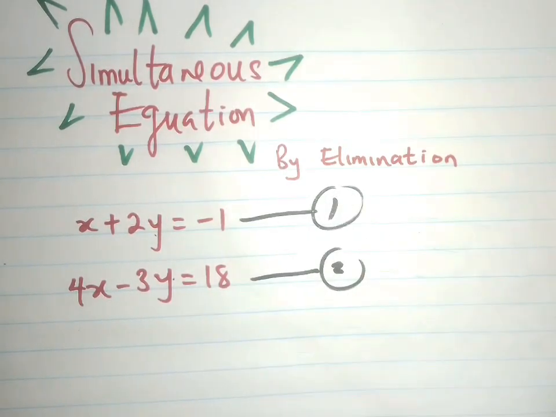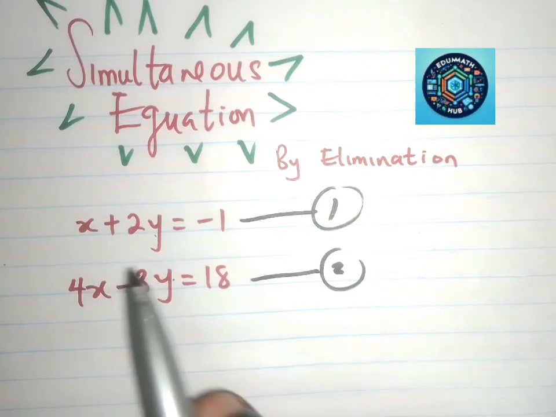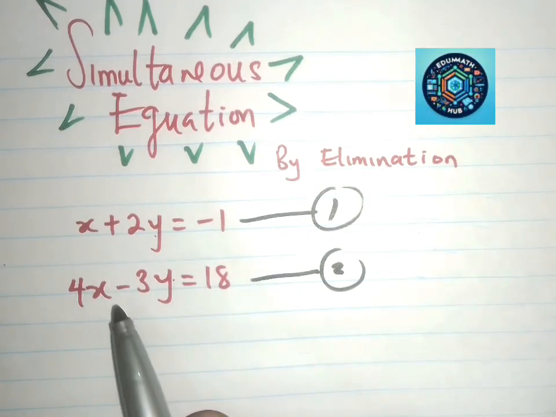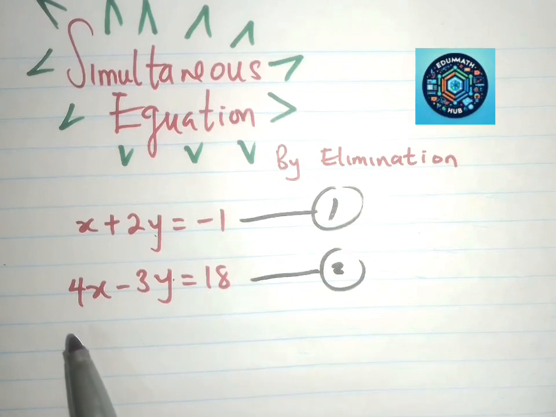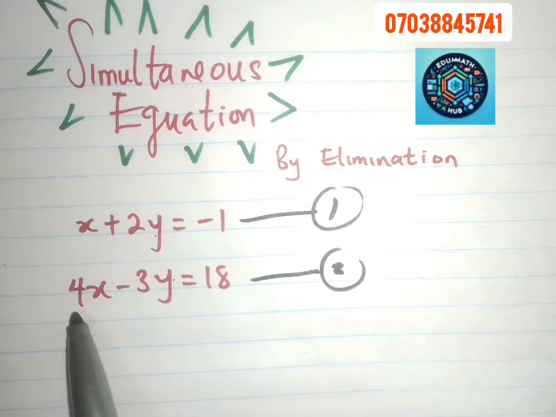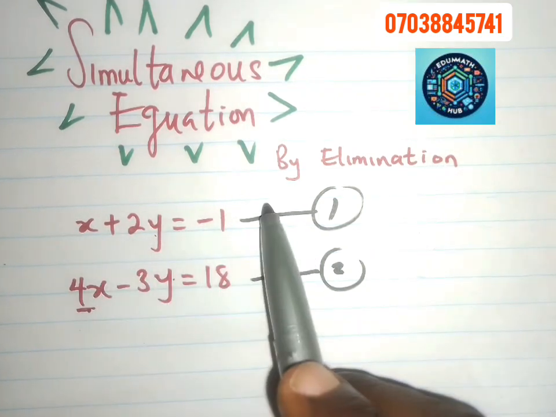After that, you want to use the elimination method. Now, how do you go about this? The first thing is you have to choose which letter you want to eliminate. Maybe you want to eliminate x or you want to eliminate y. For this first example, I'm going to eliminate x. So you pick 4, which is the coefficient of x in equation 2, and you use it to multiply everything in equation 1. So you write times 4.